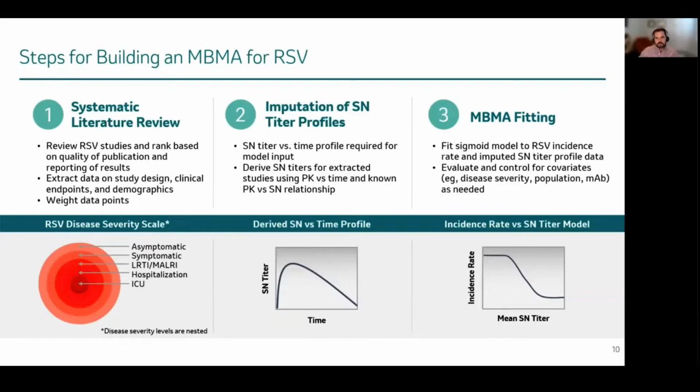Then in step 2, once you have your extracted data, you need to fill in the missing pieces. In this case, like I said, your correlate of protection or neutralization titer is really the primary input of your MBMA. So for each entry in your database, you're going to need that information. And since it's likely not reported in all studies, it'll need to be derived or imputed using what's known about the antibody. And the last step is model fitting.